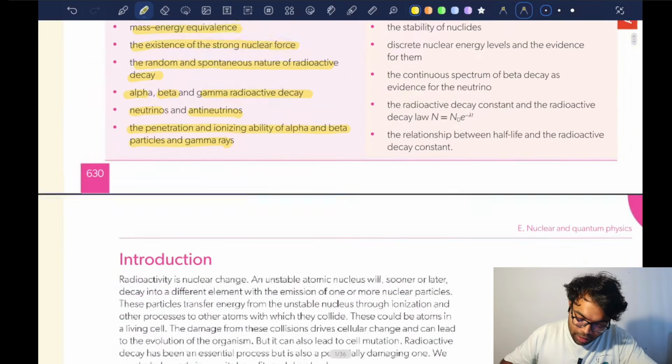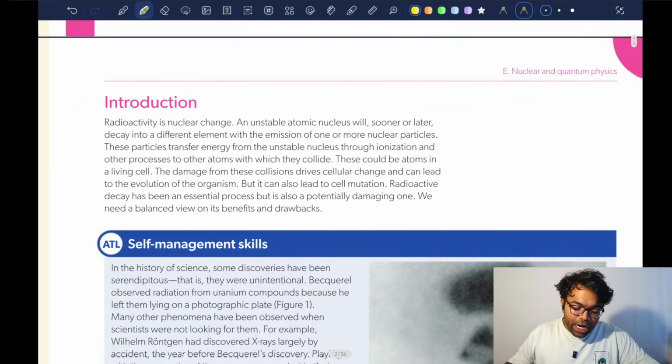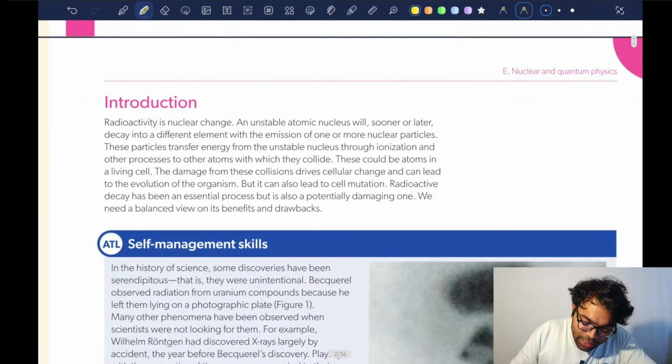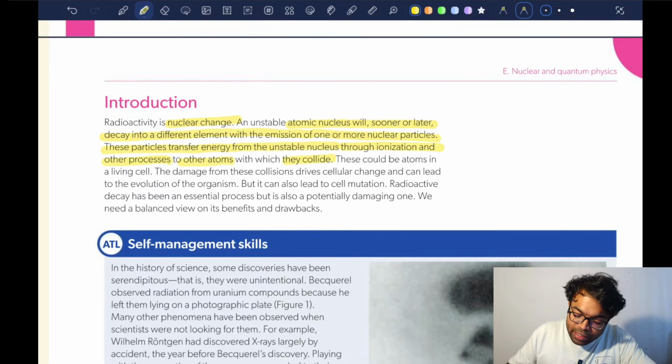So, next, for introduction. Radioactivity is nuclear change. An unstable atomic nucleus will sooner or later decay into different elements with emissions of one or more nuclear particles. These particles transfer energy from the unstable nucleus through ionization and other processes to other atoms with which they collide. These could be atoms in a living cell.